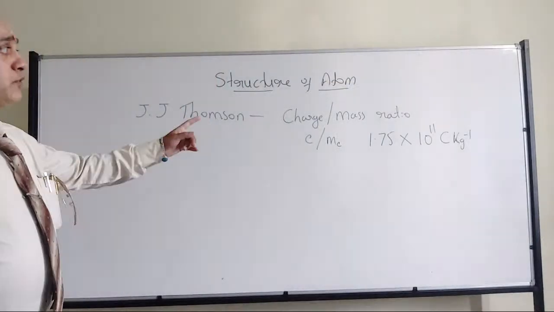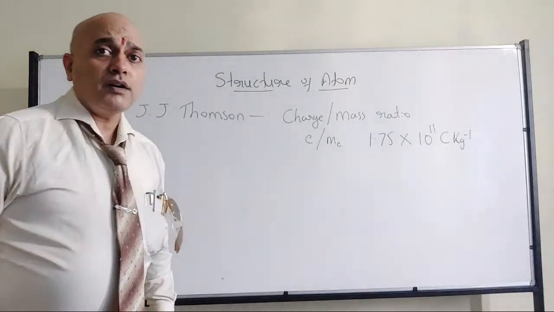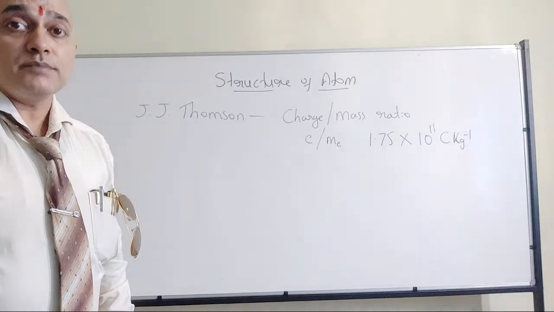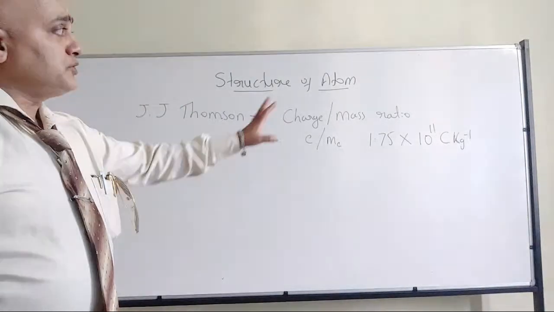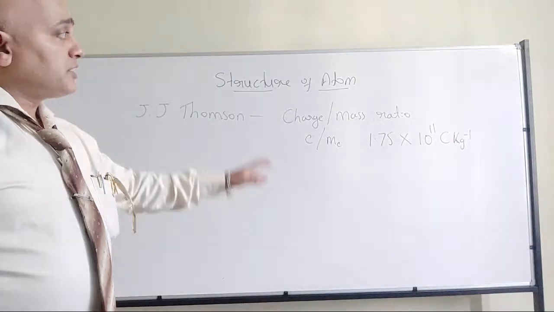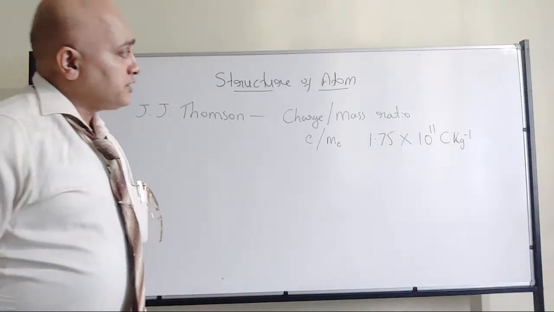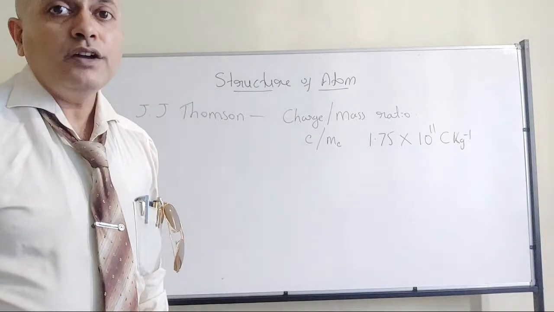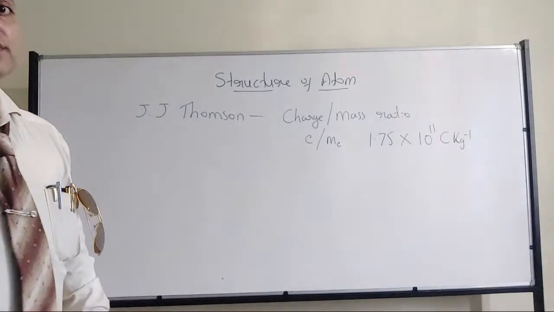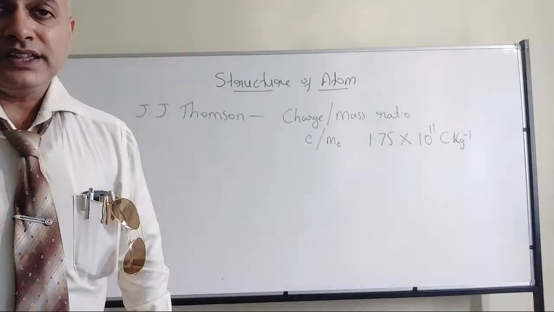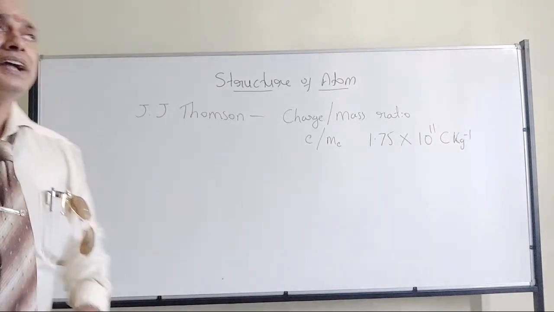So, 1.75 into 10 to the power of 11 coulomb. Coulomb is the unit for the charge, and mass is the unit by kg. So therefore, 1.75 into 10 to the power of 11 coulombs per kg. That's where we have J.J. Thomson's experiment conclusion: the charge by mass ratio has been identified.